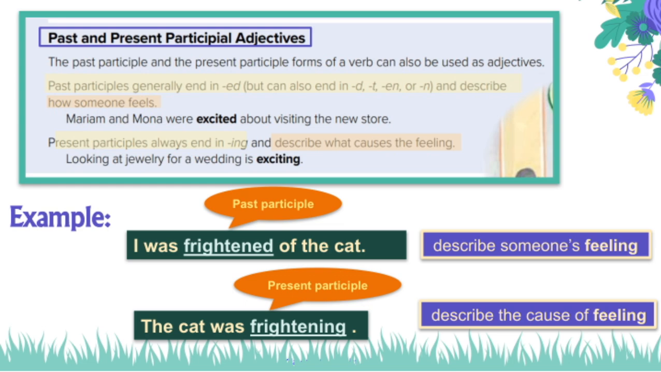This structure helps us clearly distinguish between the feeling and its cause, which is especially useful when we're explaining reactions or emotions. Remember, the key is that the present participle describes the person's feeling, while the past participle describes the thing or person causing that feeling. This connection is important in understanding how feelings are expressed and explained in English.